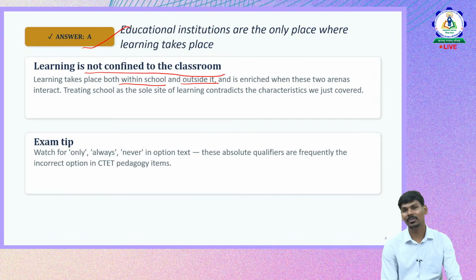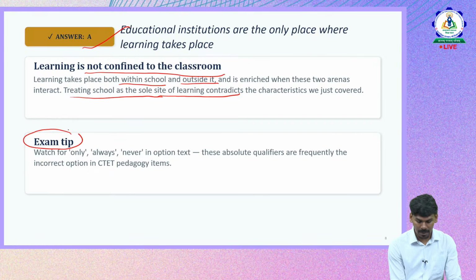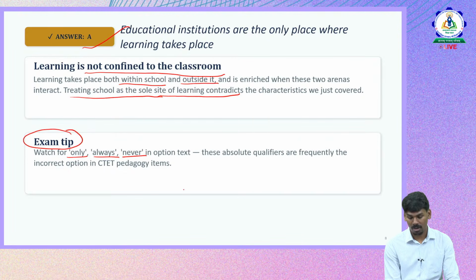What they have seen outside the school, then connecting it to what they are learning in the classroom, enriches their overall understanding about that particular phenomenon. So treating school as the sole site of learning contradicts the characteristics we just covered. So please do not mark the answer that school is the only site where learning takes place. Then, if I am giving you an exam tip, please carefully watch for the terms only, always, never in the options. Not only in the option text, but also in the question text.